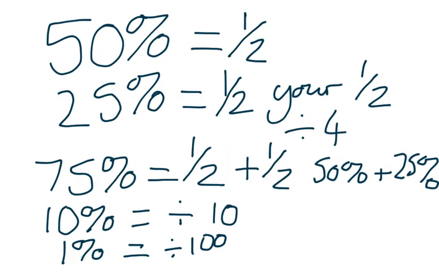This work here is a little bit tricky, but just remember the rules. 50% is half. 25% is half of a half. 75% is a half, add the quarter, or 50% add 25%, 10% divide by 10, 1% divide by 100.